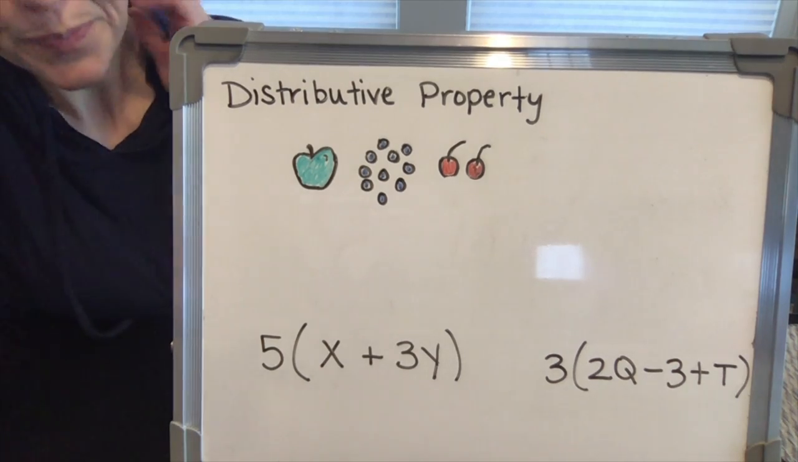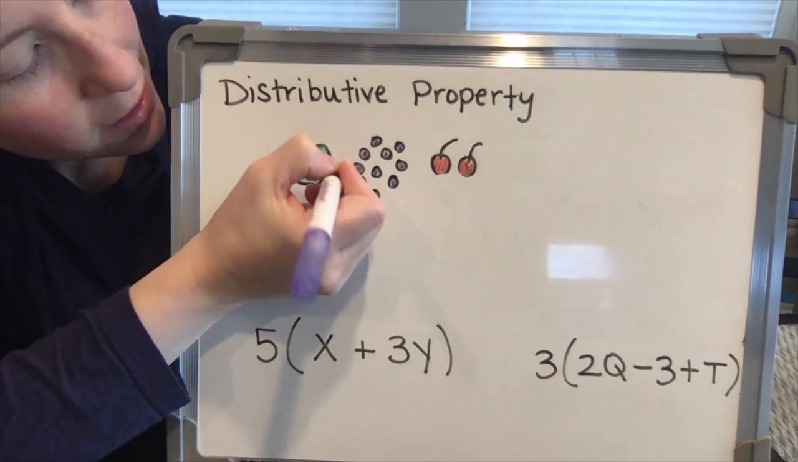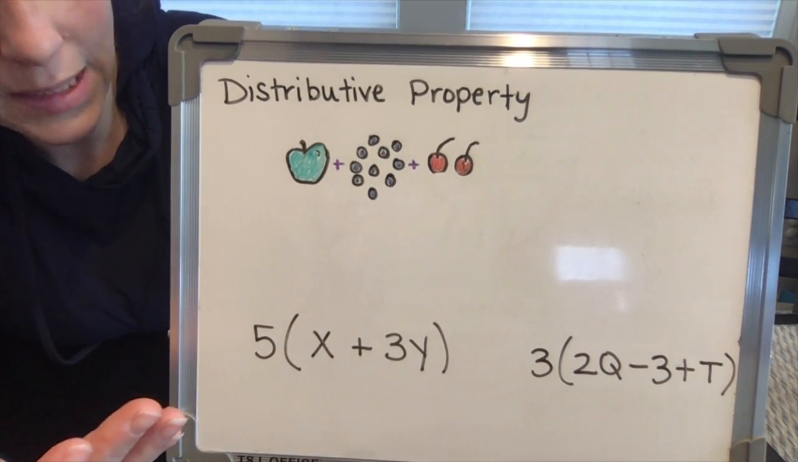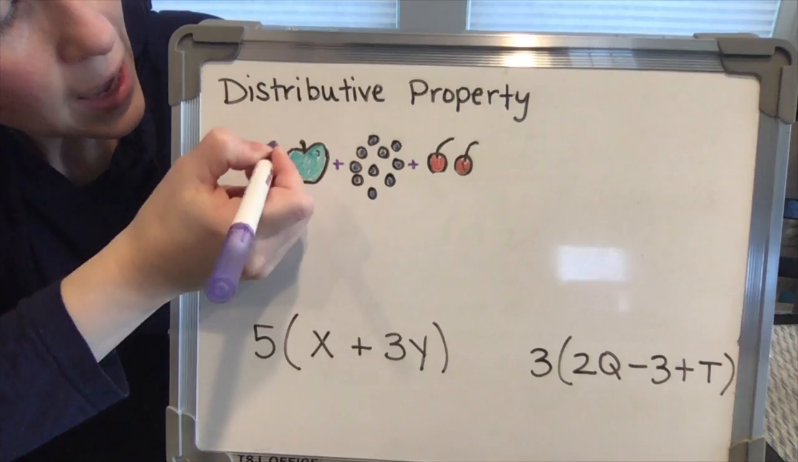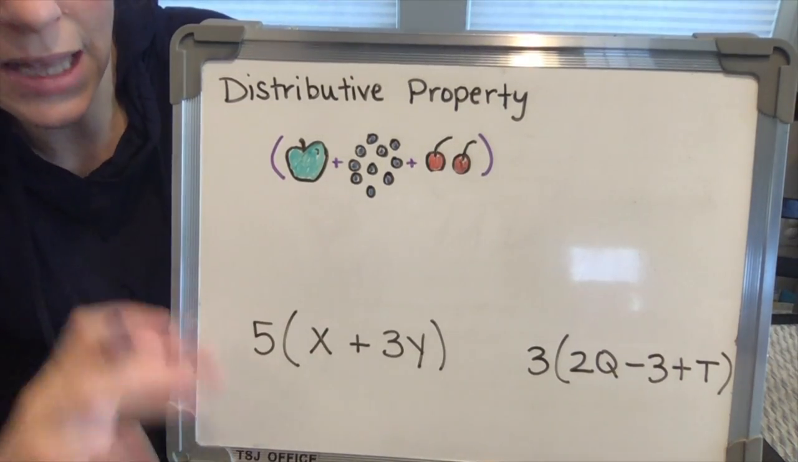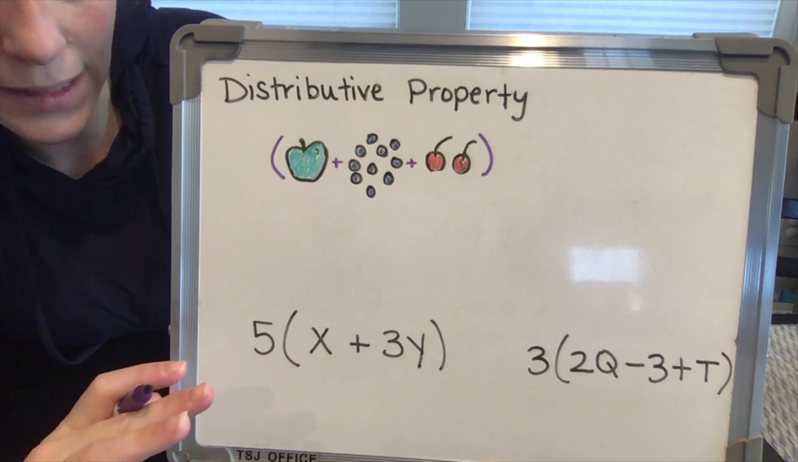So what I'm going to do is put some mathematical symbols in here. I'm going to put 2 plus signs because in our recipe we're going to put all of this fruit together. And the next thing I'm going to do before I begin is to put some parentheses. That just keeps all of the ingredients for my recipe together.